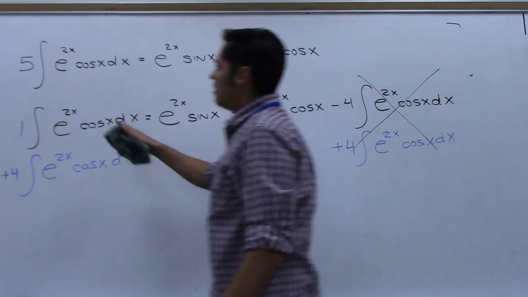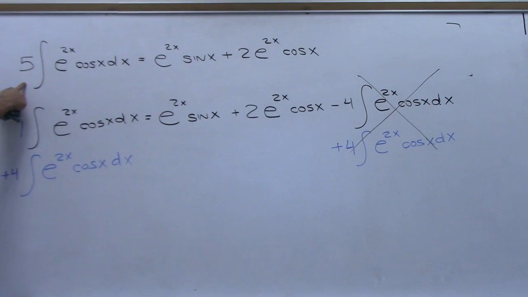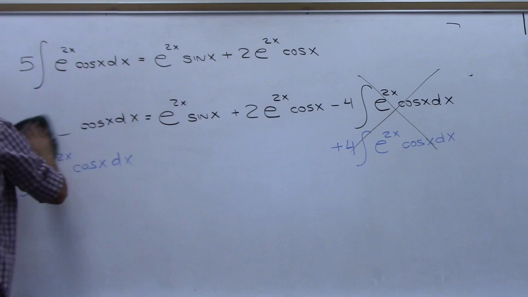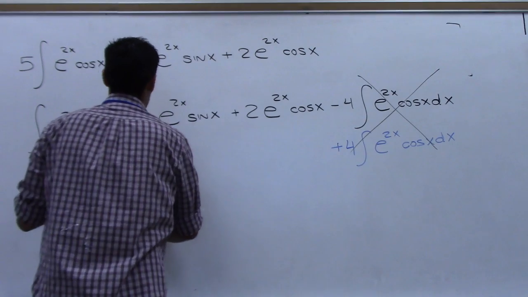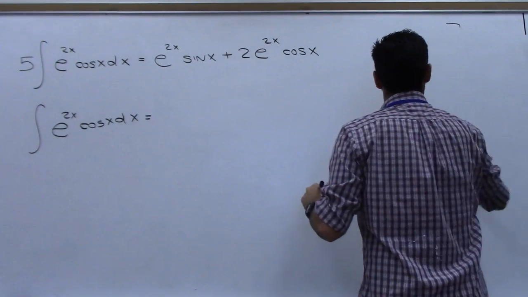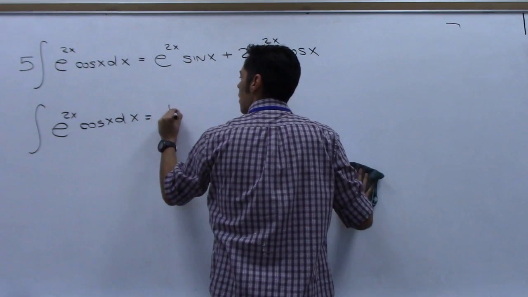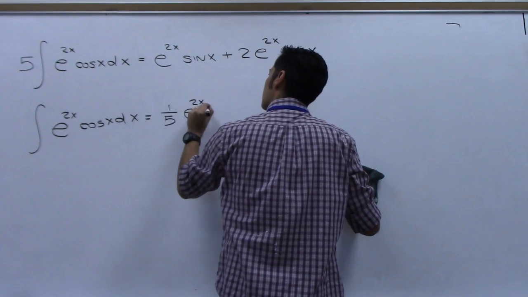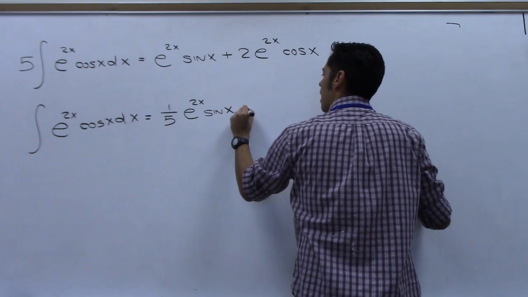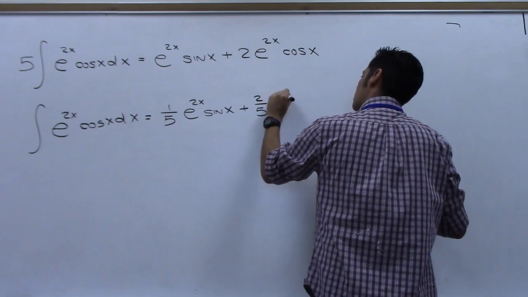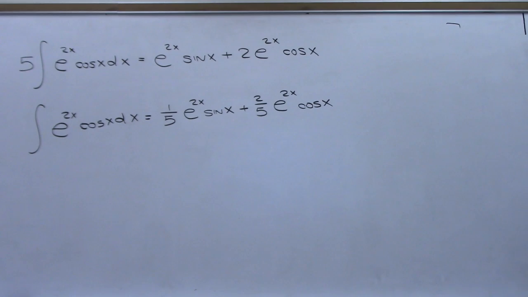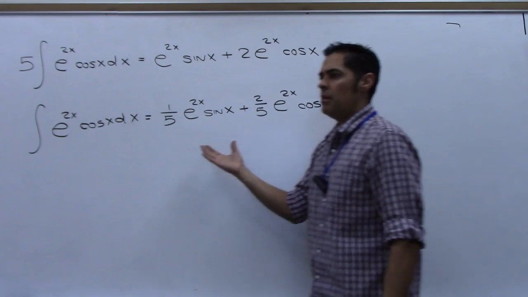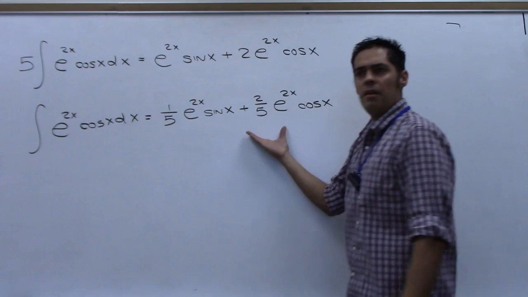And now I would like this to be just the integral, not with a 5. So why don't I just divide everything by 5, both sides of the equation? Is that okay? So I'm just going to have one of these equal to this divided by 5. So I'm going to write 1/5 e to the 2x sine x, plus 2/5 e to the 2x cosine x. And somehow, amazingly, we have integrated. We have actually found the antiderivative. Because look, we're saying the antiderivative of this is this, right?